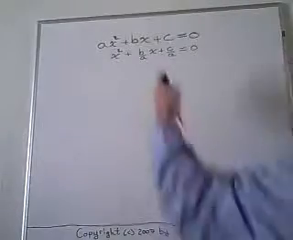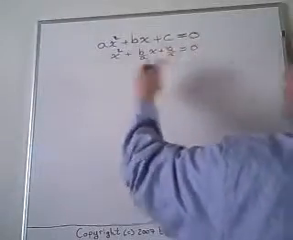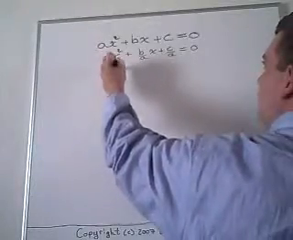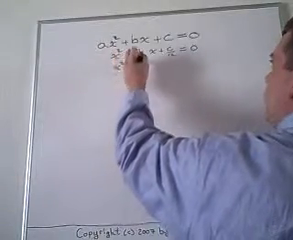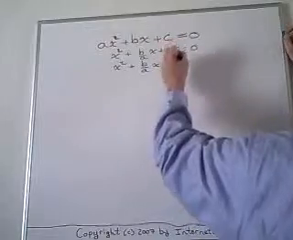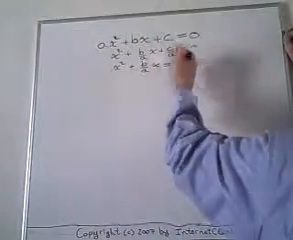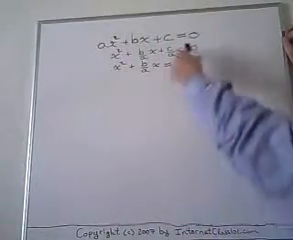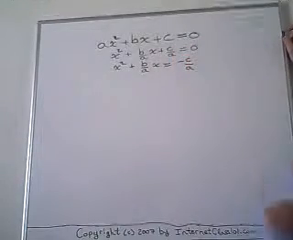Just like the other time when I moved the constant to the other side, I'm going to do the same thing. We're completing the square. That gives me x squared plus b over a x equals negative c over a. If I subtract c over a from both sides, I get 0 and negative c over a.